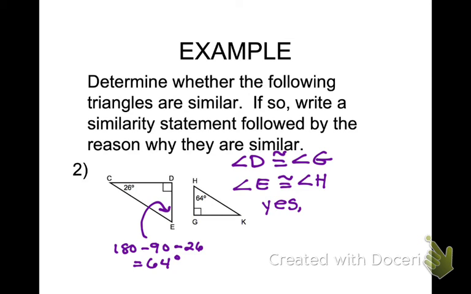So yes. So triangle CDE is similar to triangle KGH, C would match up with K, D with G, which E would then match up with H by angle, angle similarity. Okay. Good there?